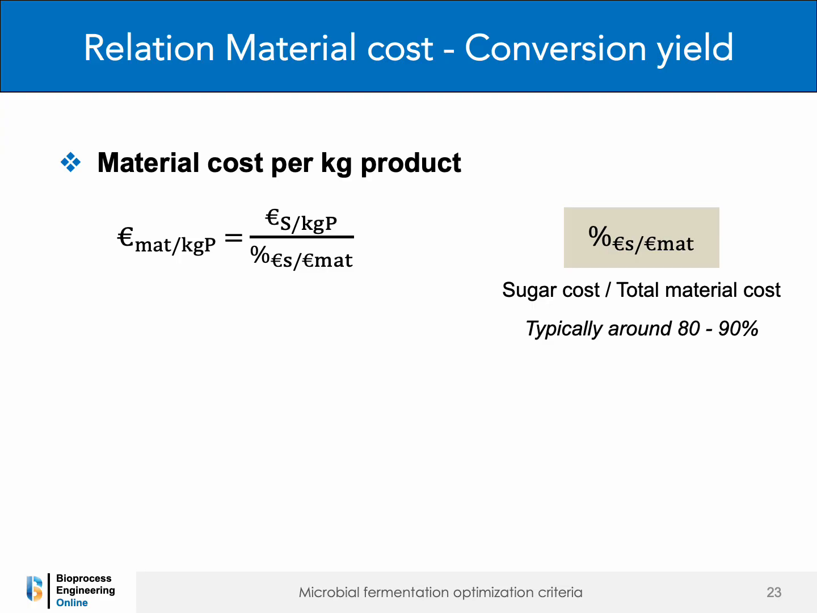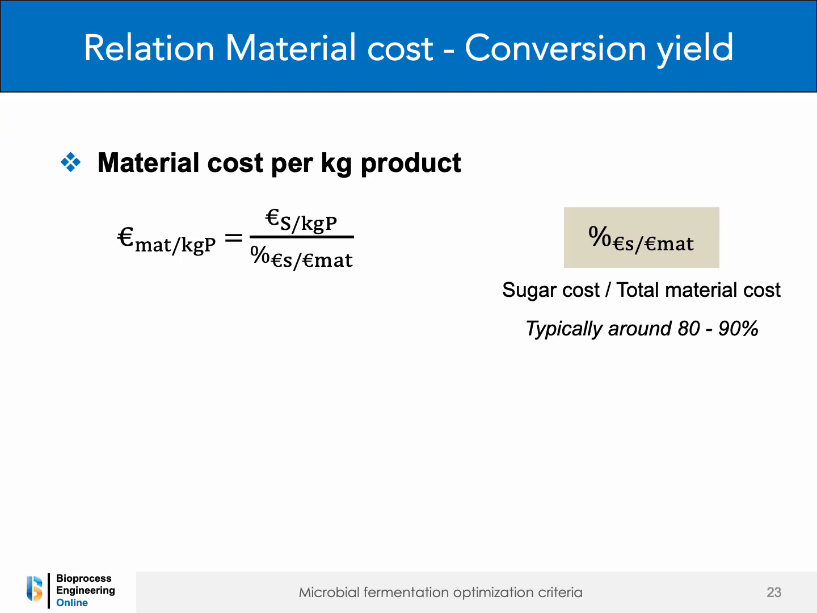A more detailed evaluation of the material cost includes the contributions of other substrates and nutrients in addition to sugar. This can be accounted for by introducing the fraction of sugar cost in the total material cost, denoted as percentage euros S over euros mat, which is typically 80 to 90% for many industrial fermentations. Accordingly, the material cost per kilogram of product, euros mat per kilogram P, can be calculated by dividing the sugar cost per kilogram of product by this fraction.